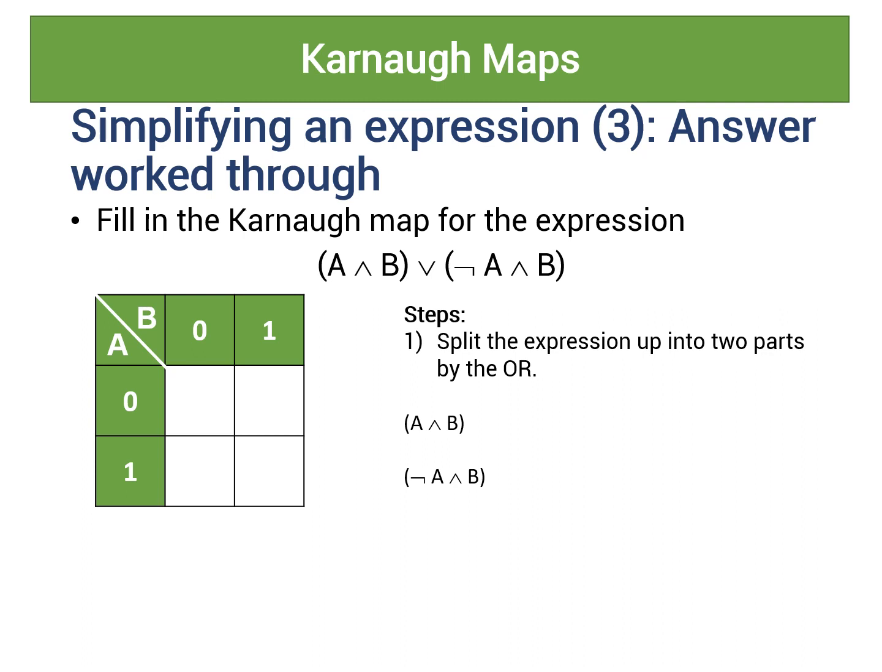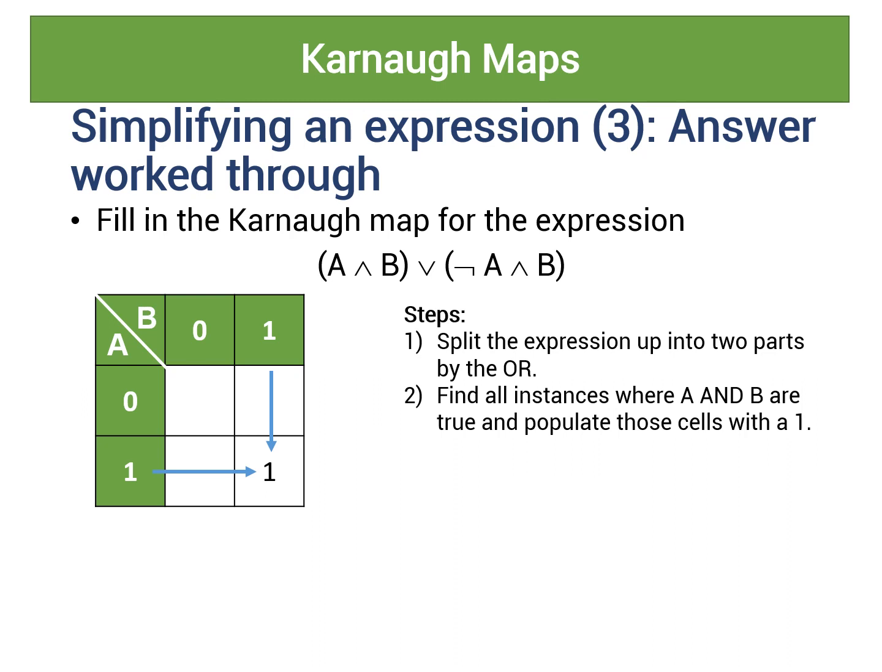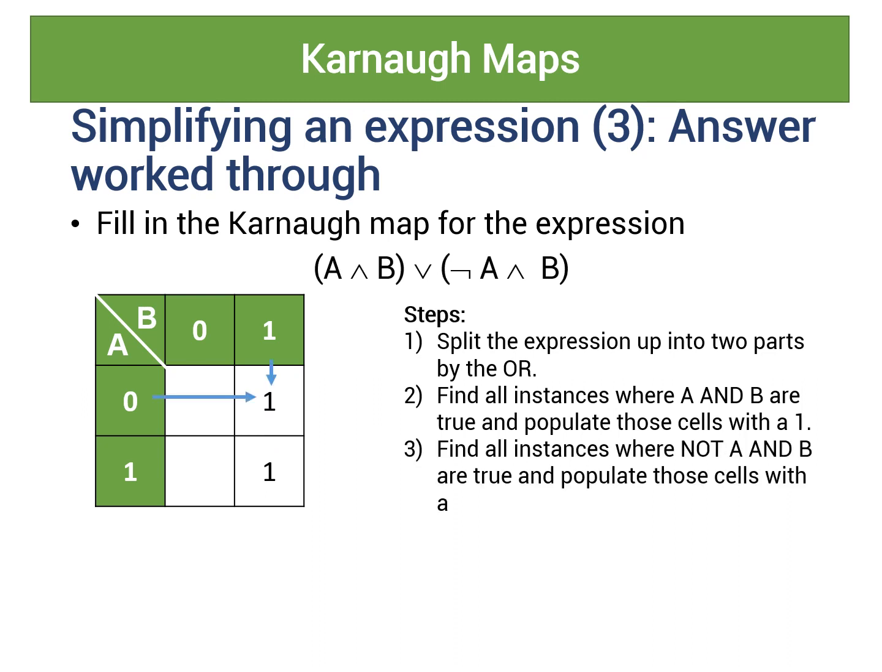So we've got A and B, and we've got not A and B. So now we can start looking at each of the individual expressions. A and B, we know that we're only going to get an output of 1 when A is on and B is on, or the inputs are both true. So we can fill this cell with a 1. Next, we look at our not A and B and fill the cells that are true only when these inputs are true. So not A, so that's going to be only true when A is 0 and B, so when B is 1, so we can fill in this 1 which is shown on the screen.